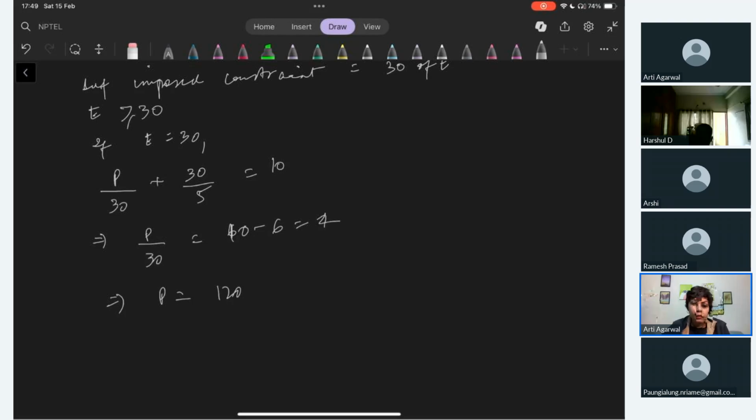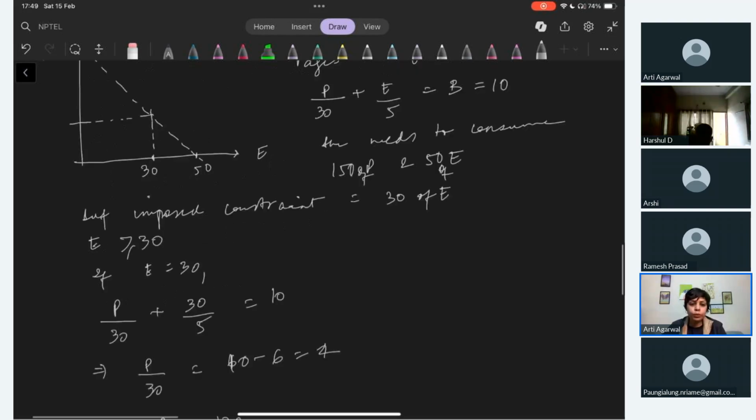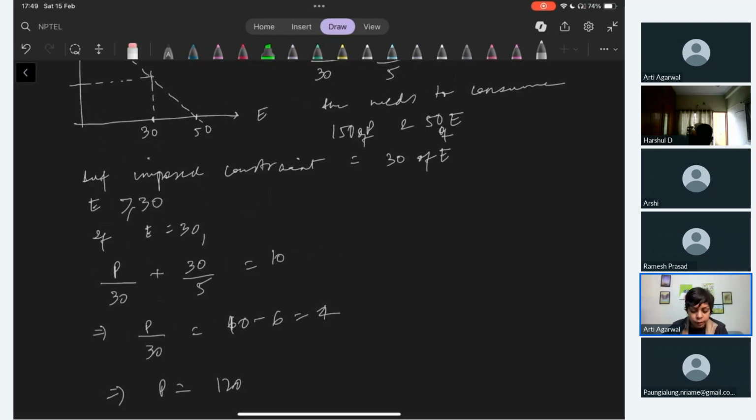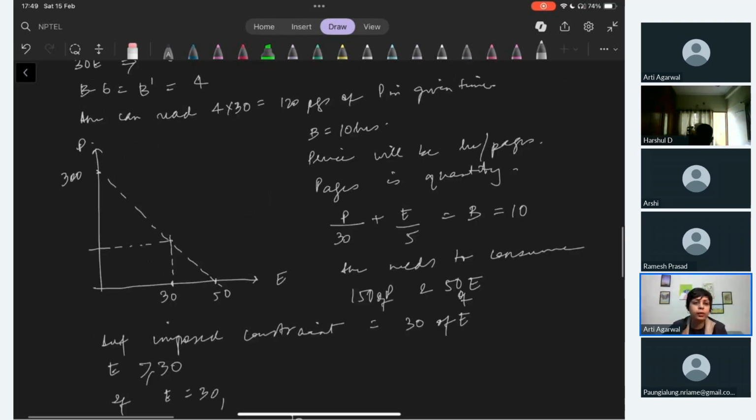So we know that the best she can do is 30 pages of economics and 120 pages of pol science, or she can do only 50 pages of economics and no pol science, or she can do 300 pages of pol science and no economics, or she can do any combination of the two, which falls in this diagram area.